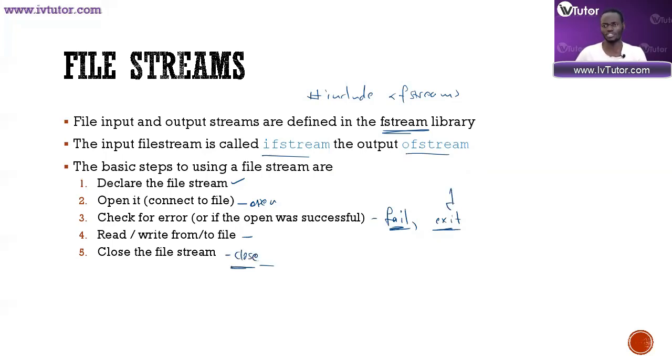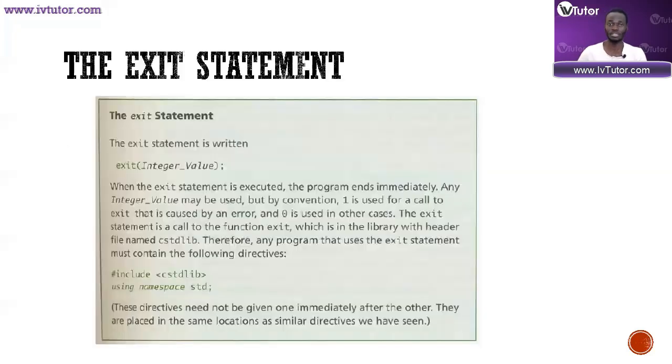So now let's look at the exit function and understand what it does. Basically, it allows your program to terminate. The exit function takes a number. Usually you give it a 1 if there was an error, and you can use a 0 if there was no error and everything was successful. So it's just an integer that you pass to the exit function.